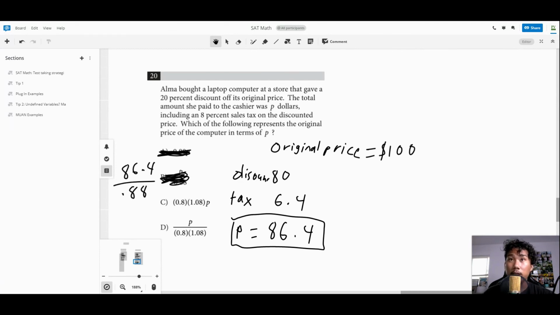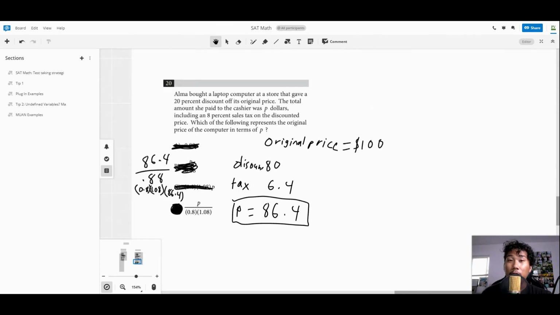What about C? So I have 0.8 times 1.08 times 86.4. If I put that into a calculator, 0.8 times 1.08 times 86.4 is 74, which is incorrect. And since all the other answer choices are exhausted, we have D as our final answer.